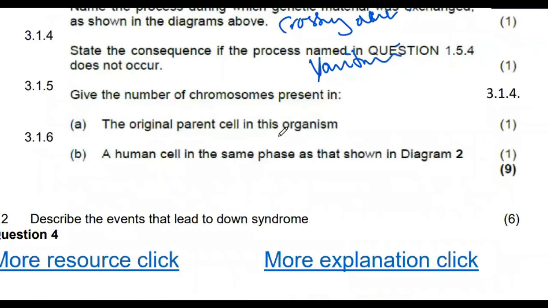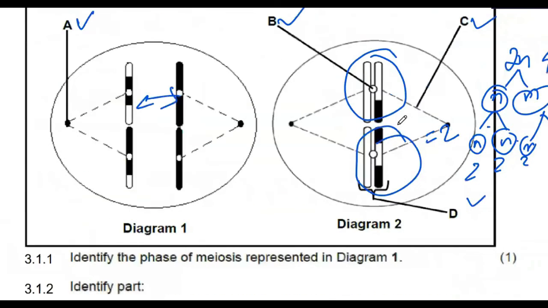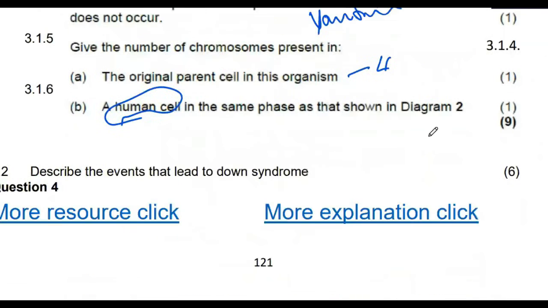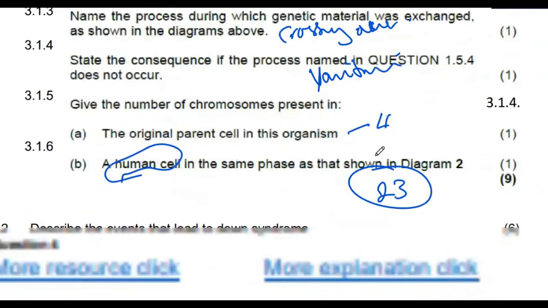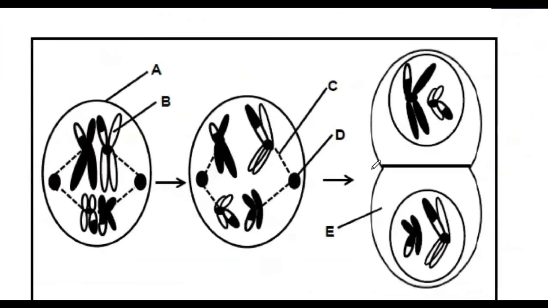And then now they are saying original cell. So if this is the original cell, therefore it's going to be 4. And now they are specifying a human cell in sample diagram 2. Because diagram 2 is haploid, therefore it's going to be 23 chromosomes. So basically, that's how you're supposed to answer such questions, at least in meiosis.